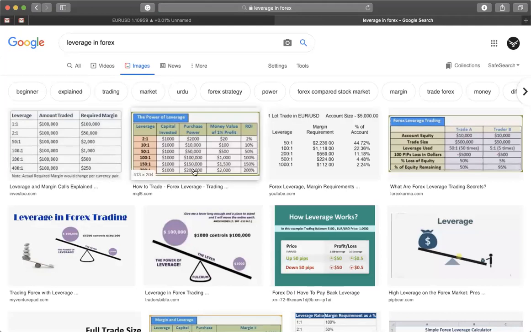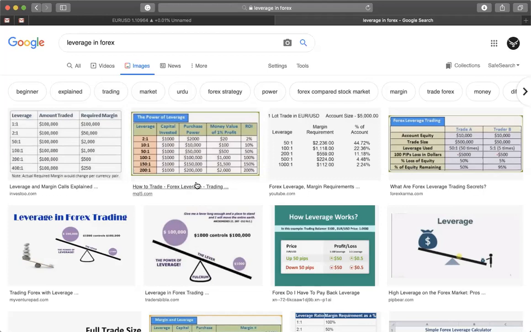So on this image here, we have 2-to-1 leverage. So if you have $1,000 in your trading account, then you have $2,000 worth of purchasing power, right? Meaning you can use $2,000 to trade to make money. And then when you get to 200 to 1, or 1 to 200 like I call it, and you have $1,000 in your trading account, then you have $200,000 to use to trade, right?